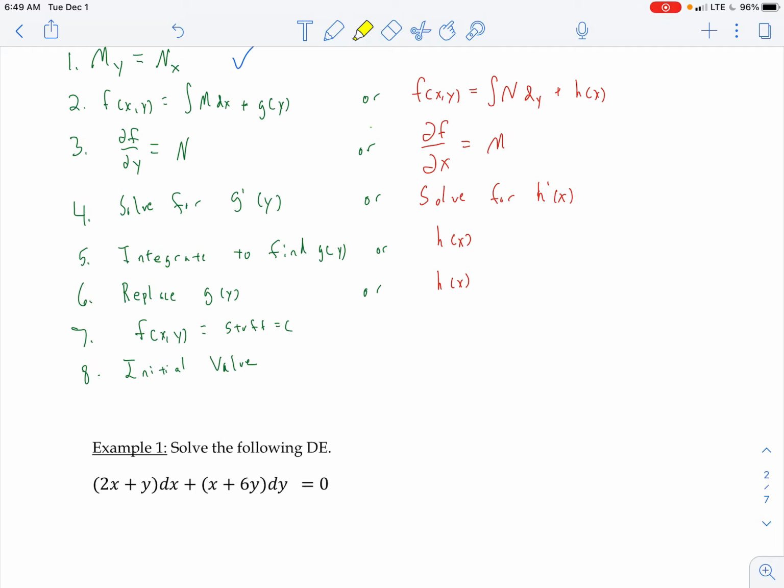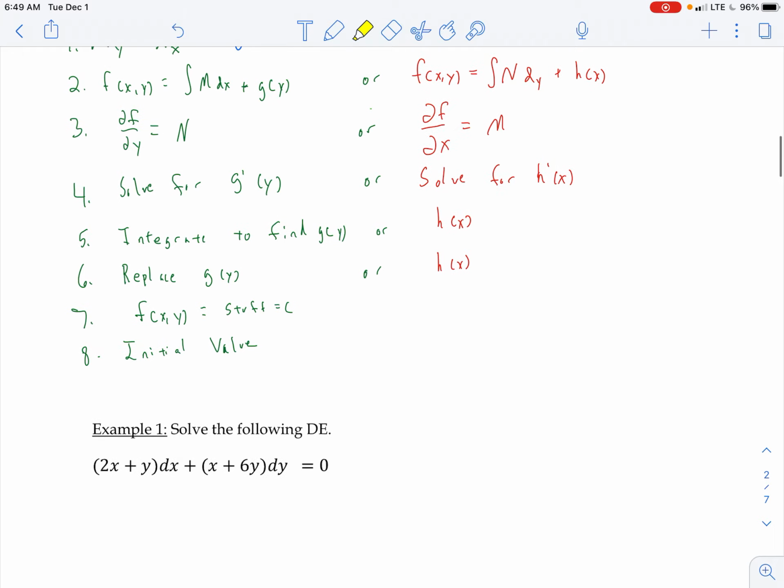We're going to write f of x, y equals the stuff that we found, equal to c. So our constant is always going to be what we're equal to. We should not write f of x, y equals stuff plus c. We should write all of our stuff equal to c. And then we have the initial value.